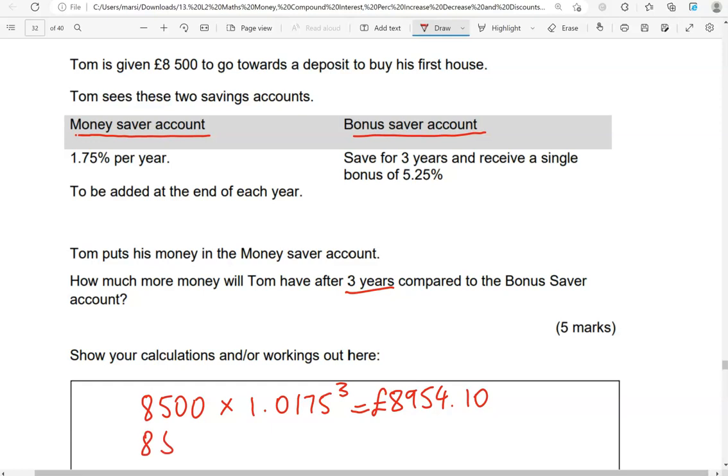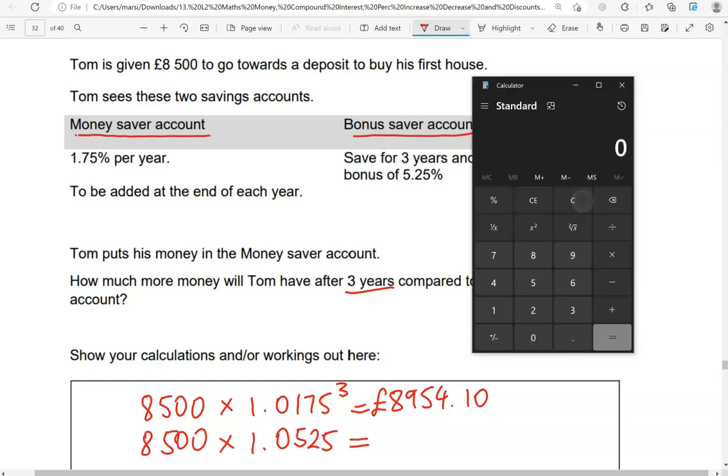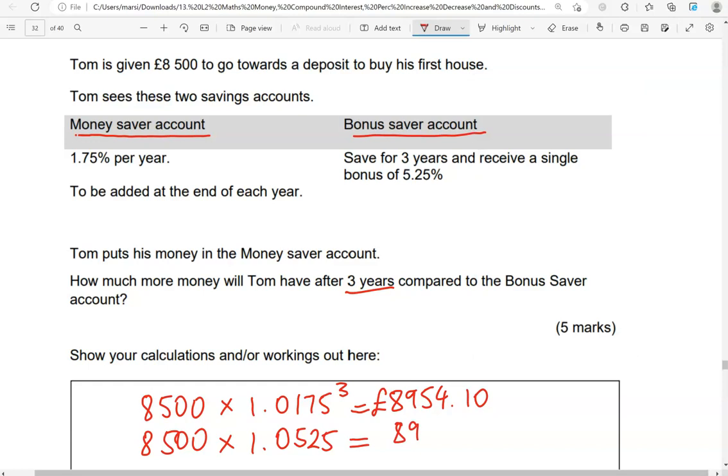So 8,500 invested times 1.0525, well, that's to the power of 1 because the payment is made only once. So we don't need to add a power there at all. So using the calculator, 8,500 times 1.0525 gives us 8,946 pounds and 25 pence.